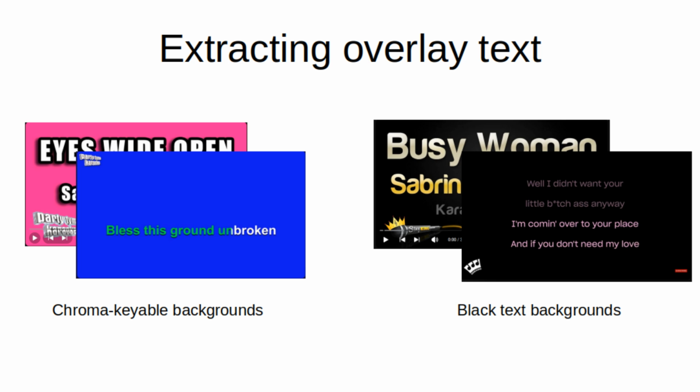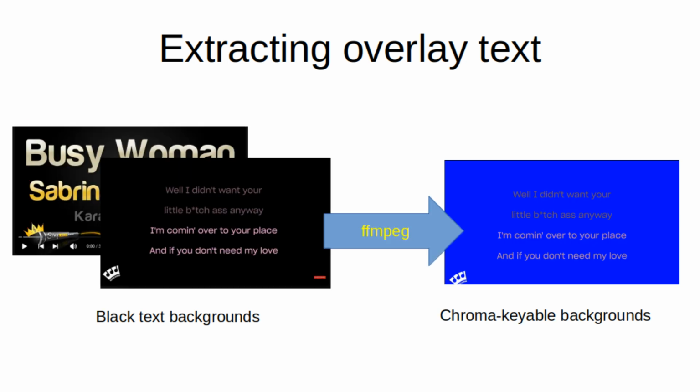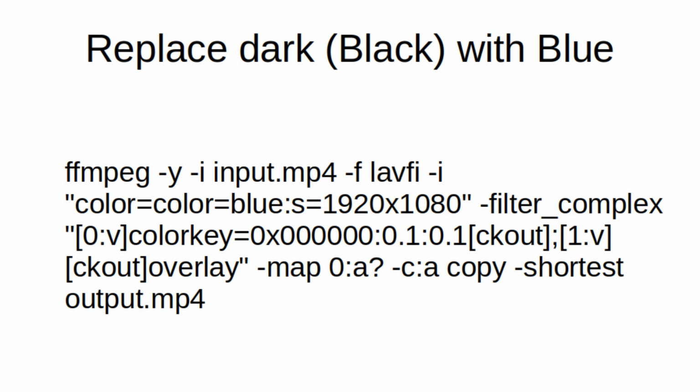How do you extract overlay text? Well, Reaper has a way of taking an MP4 video, and if it's chroma keyable, it'll download and extract just the text to overlay onto a next video. So if you have a karaoke video which is chroma keyable, it's very easy. But many karaoke videos have black backgrounds. But you can use an FFmpeg command to convert a black background into a chroma keyable background. And here's the example command. I'll put it in the text.